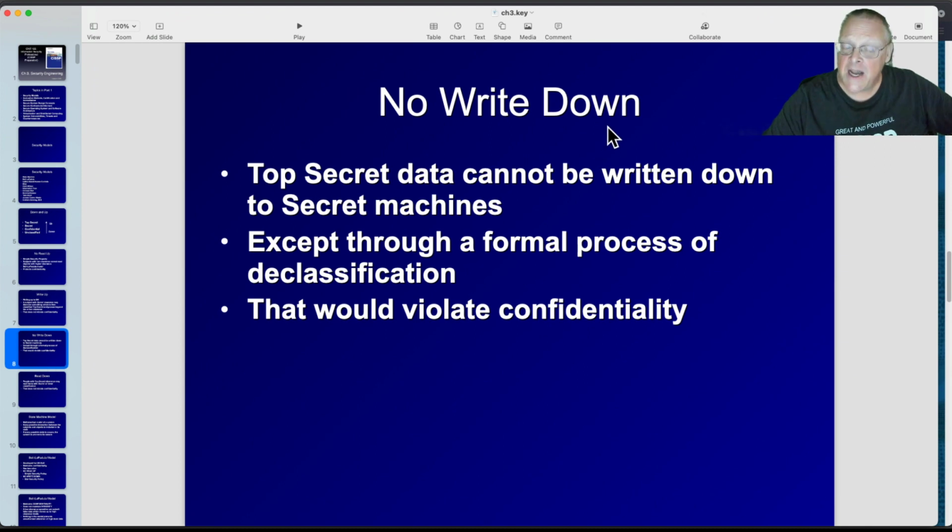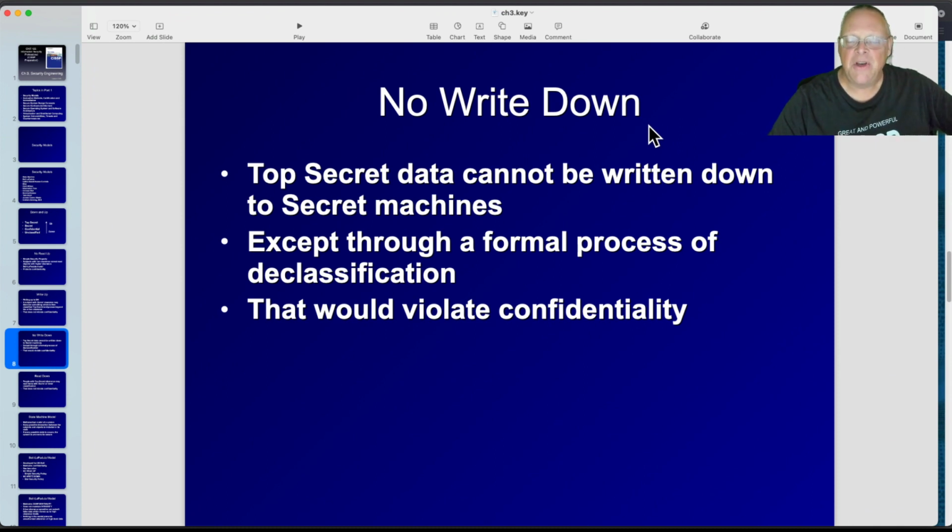But no write down is also part of the model. So there's no read up and no write down for the Bell-LaPadula model, because you can't take top secret data and write it down. Now, the only way that could be done, of course, is to go through a formal process of declassifying it. So that top secret stuff is now considered only secret or unclassified. So that's the only way it could move down, is if it stops being top secret.